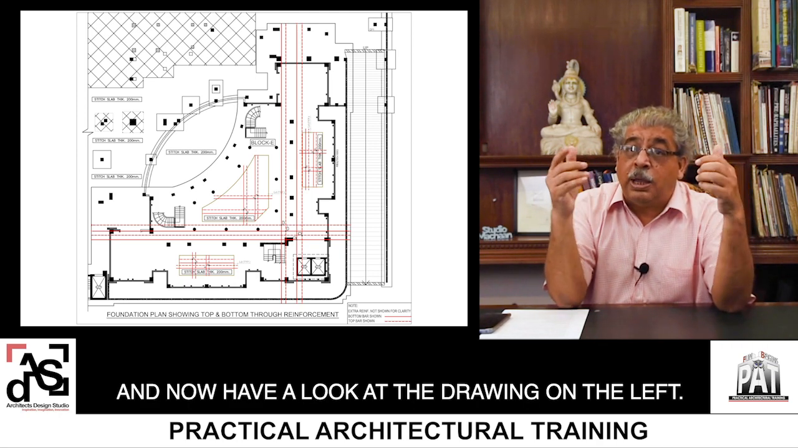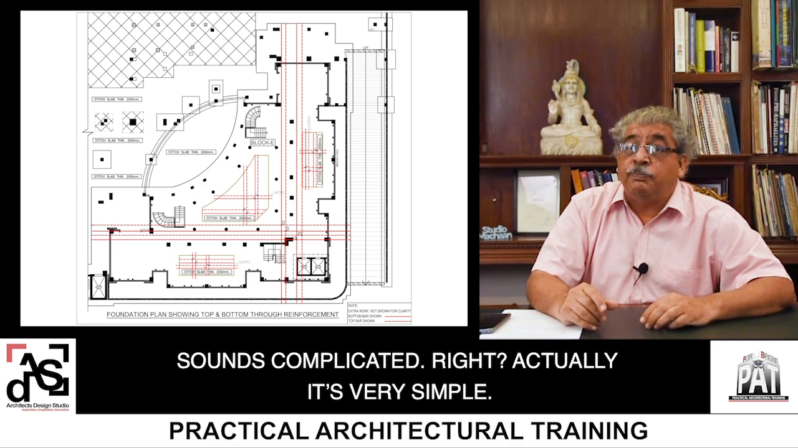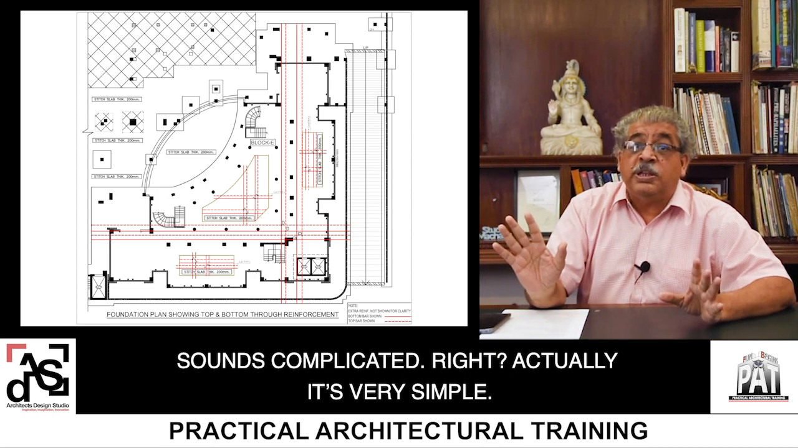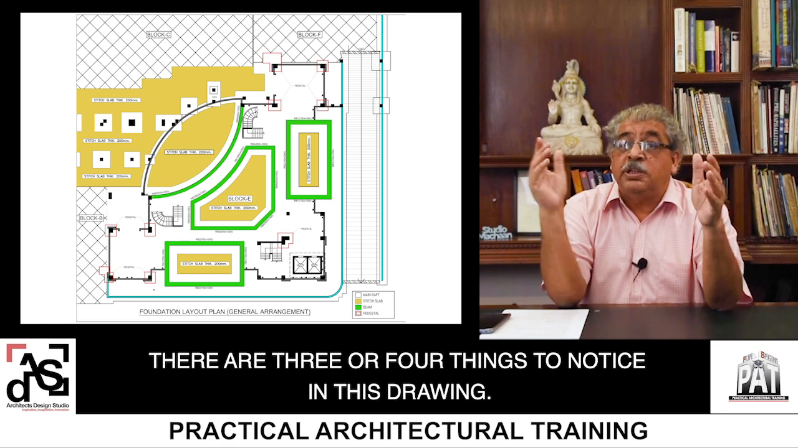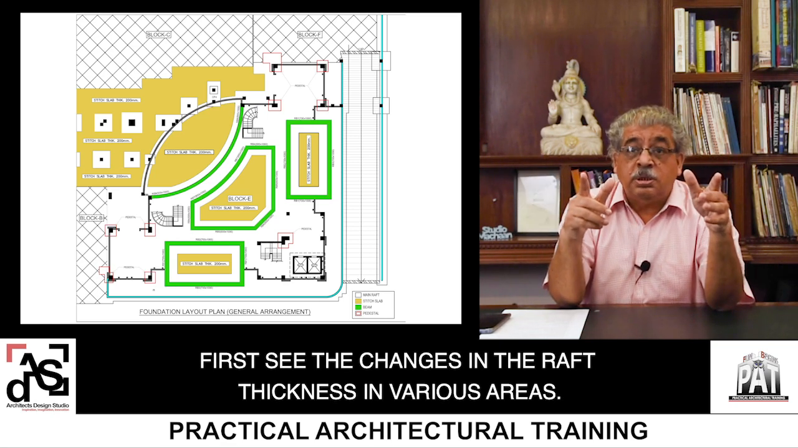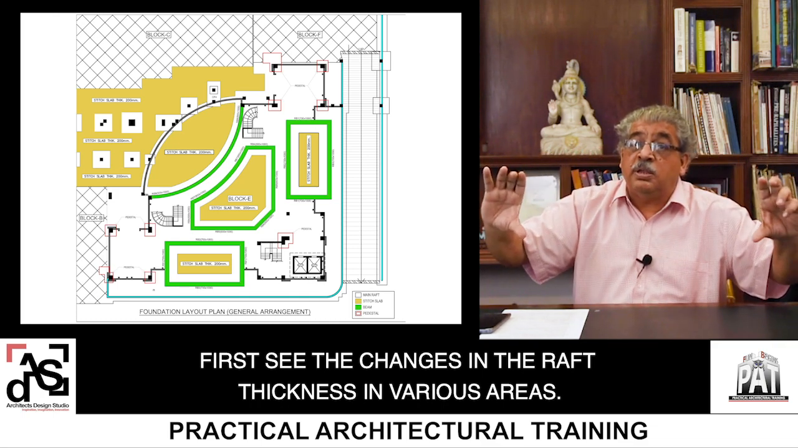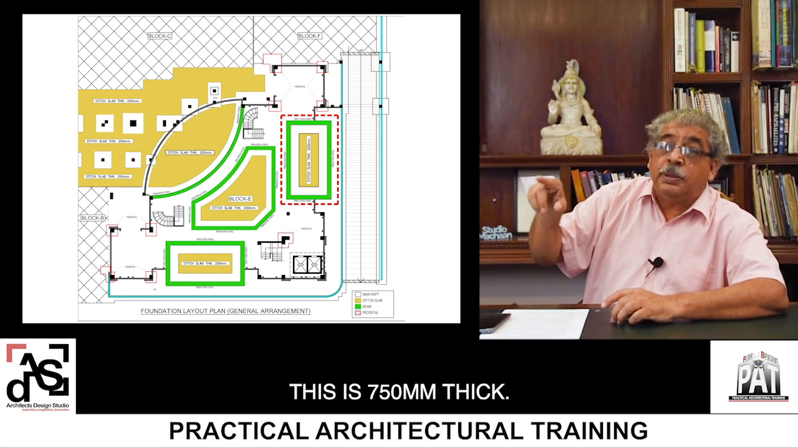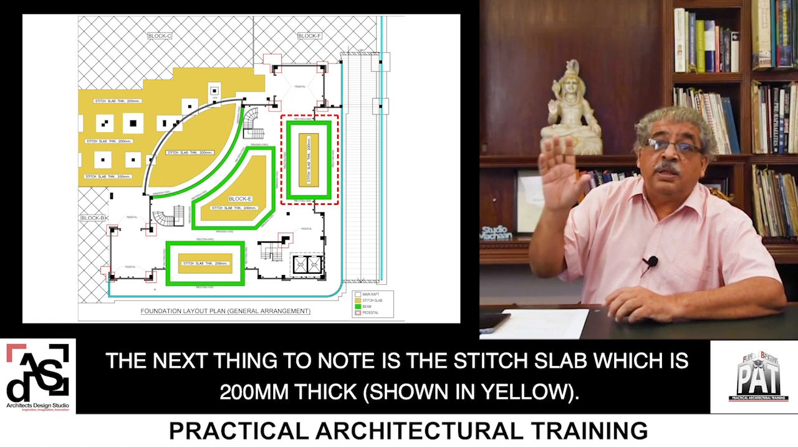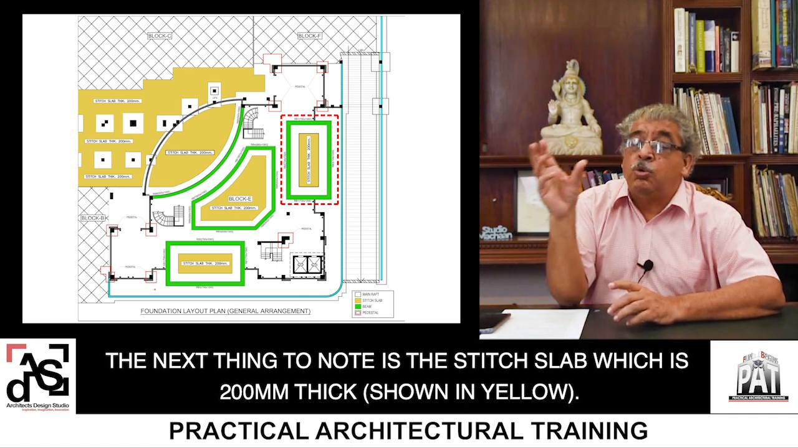And now have a look at the drawing on the left. It sounds very complicated, right? But actually it's very simple. There are 3 or 4 things to notice in this drawing. First, see the changes in the raft thickness in various areas. The main raft is shown in white. This is 750 mm thick. And the next thing to note is the stitch slab, which is 200 mm thick.